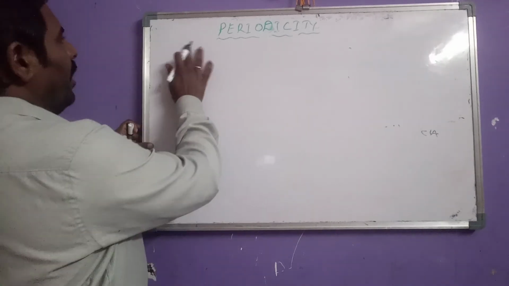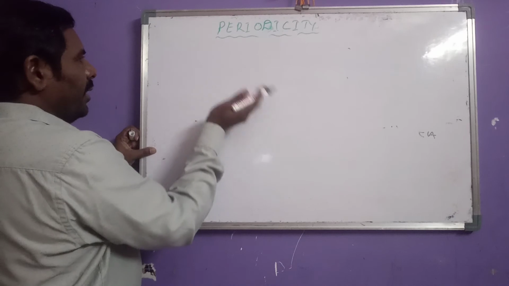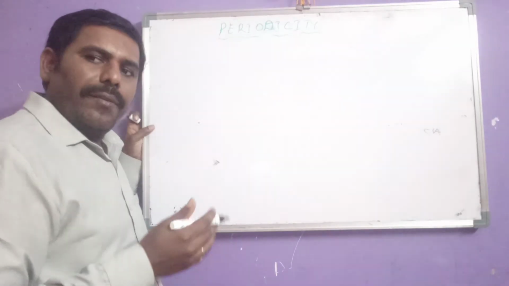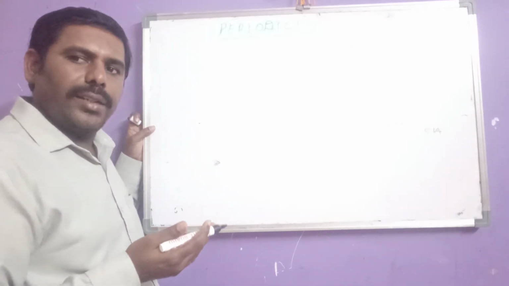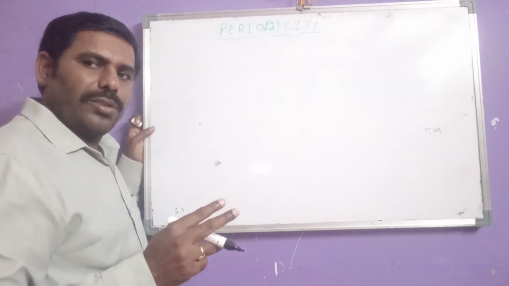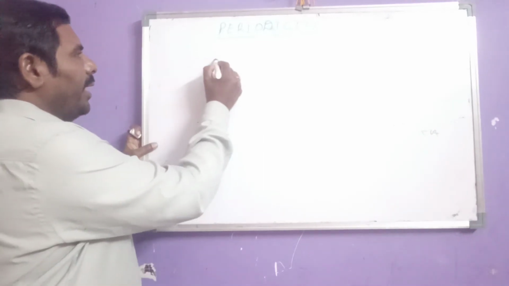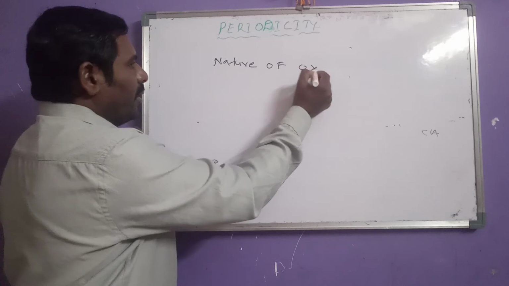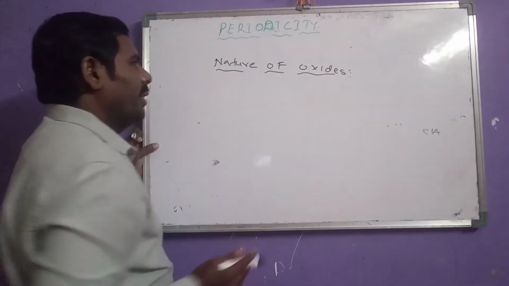Okay, then after that the next one is the nature of oxides. That means what nature the oxides of these elements have. Let us see here. In that, we have to discuss two things: what happens to the nature of oxides.